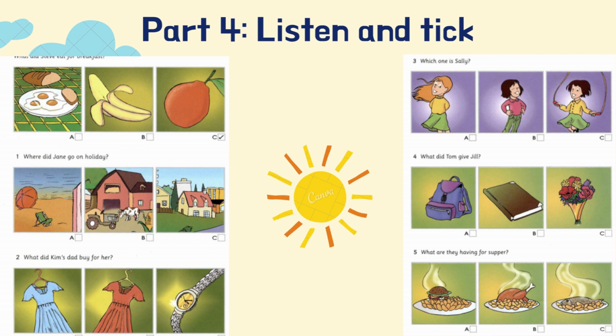2. What did Kim's dad buy for her? Look at Kim's dad. He's carrying a bag. Yes, he bought something for Kim. It's her 18th birthday today. Oh, did he buy her a watch? No, he bought her a dress. Is it red? No, it's blue. Blue is Kim's favorite color.